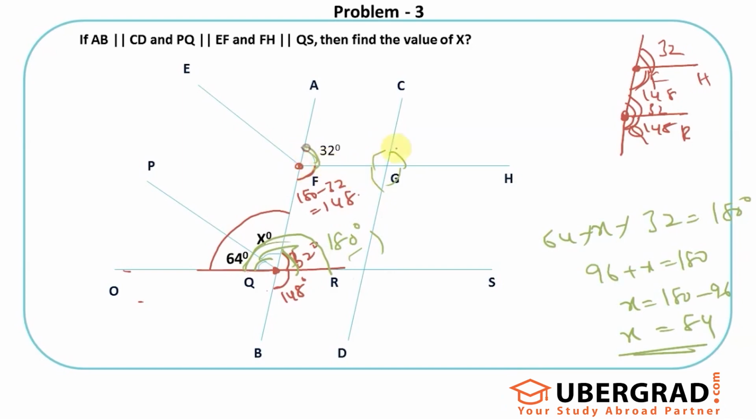And if this is 32, AB and CD are parallel lines, so this is 32, this is 32. So if this is 32, this has to be 148. So this is 32 and this is also 148. Once I know this is 148, this entire angle has to be 148 because these two are replicated around these 2 points. So then this is 148, so 64 plus X is 148. I do it, I get 84.